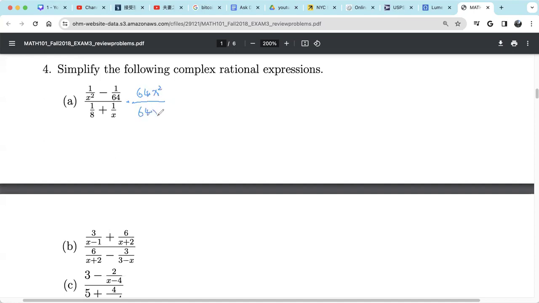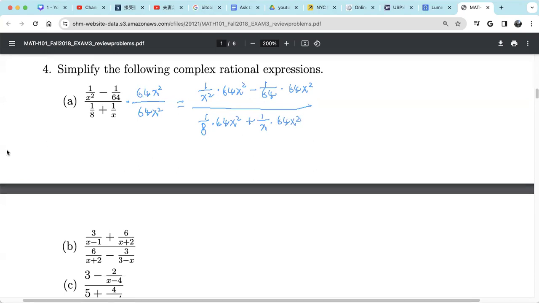Divides itself. Right? So that means 1 over x squared times 64x squared minus 1 over 64 times 64x squared. Basically, the 4 terms, every term multiplied by 64x squared. 1 over a times 64x squared plus 1 over x times 64x squared.